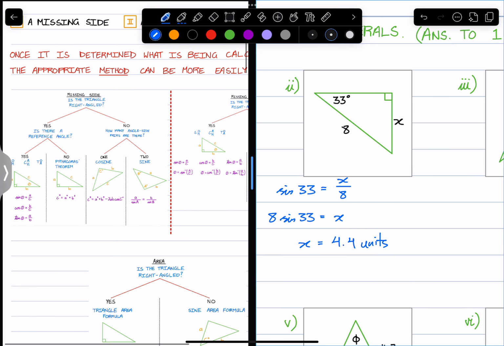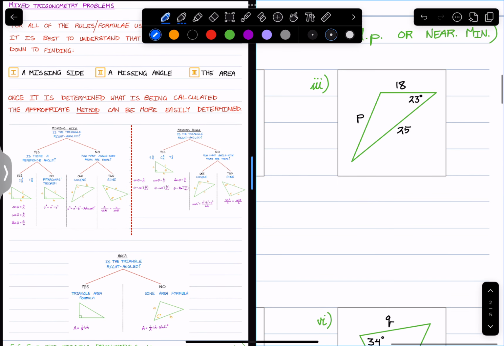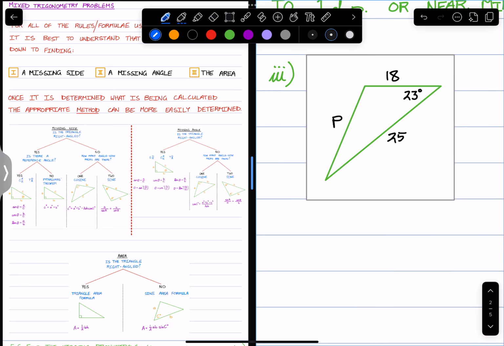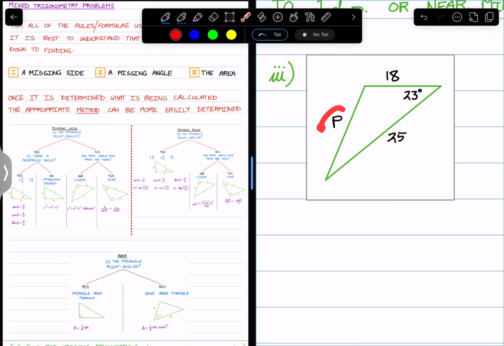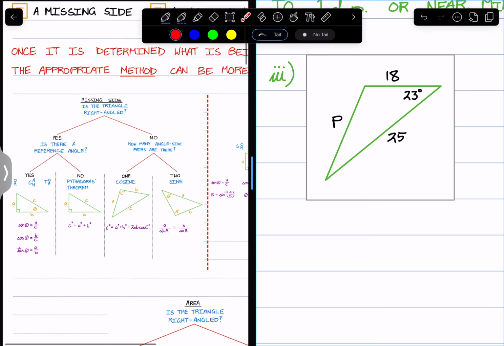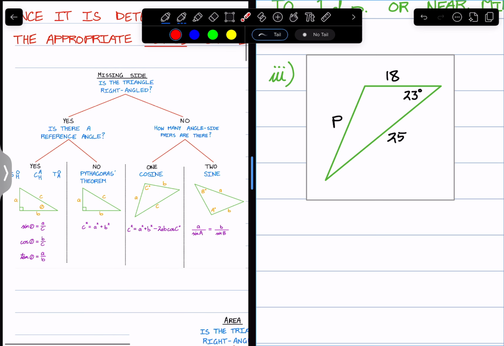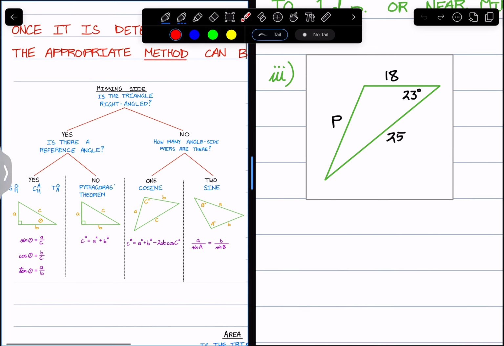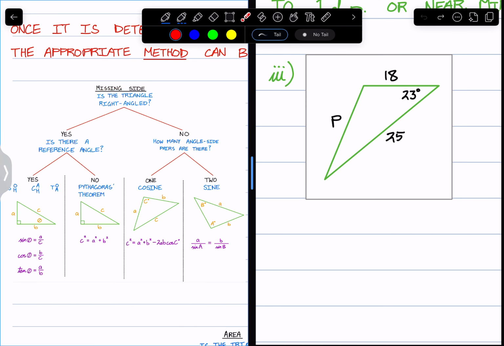Okay, so let's zoom out again. Let's apply it one more time for this video. Let's take a close look again. In this triangle, take a close look at the pronumeral. That is an edge, so that is a missing side once again. So zooming in on missing sides. Now, is this a right-angled triangle? As we can see, there's no right angle here, so the answer is no.